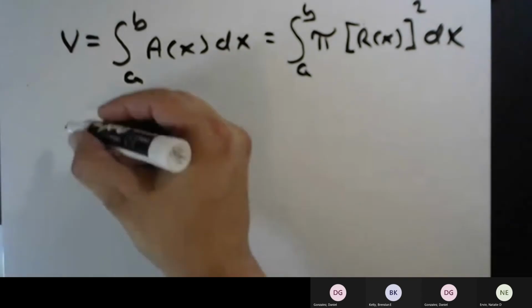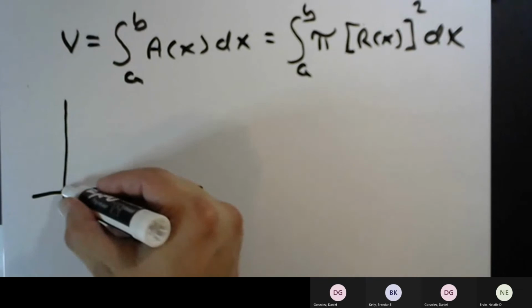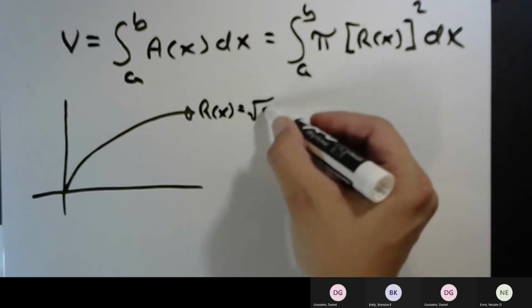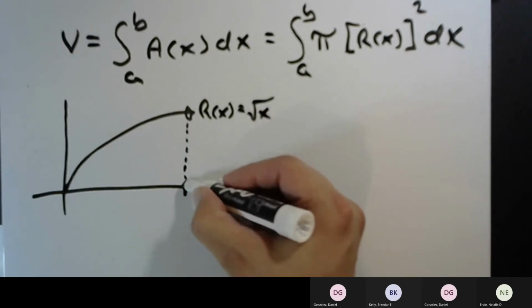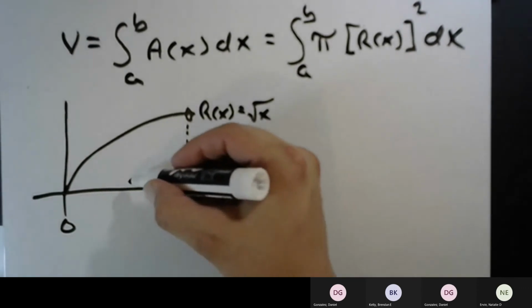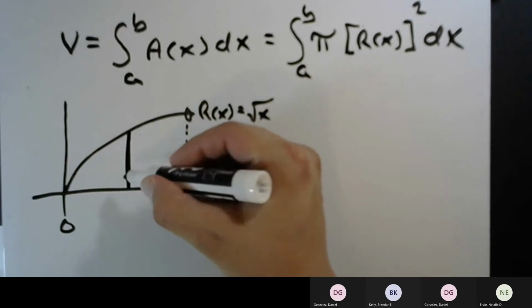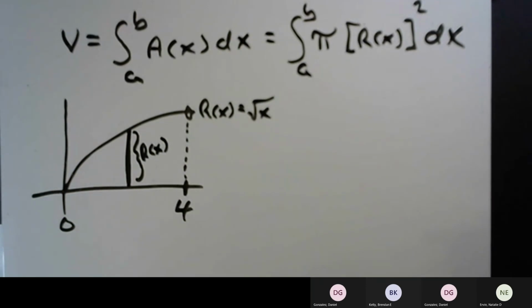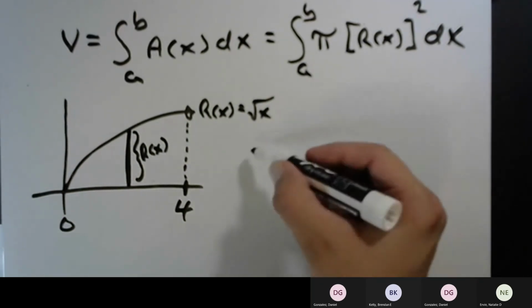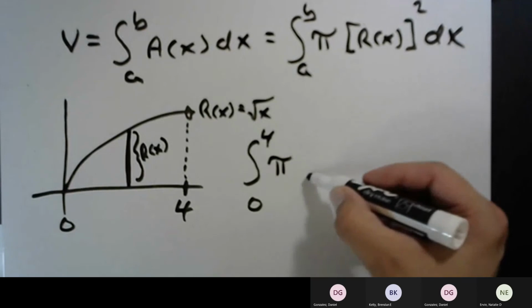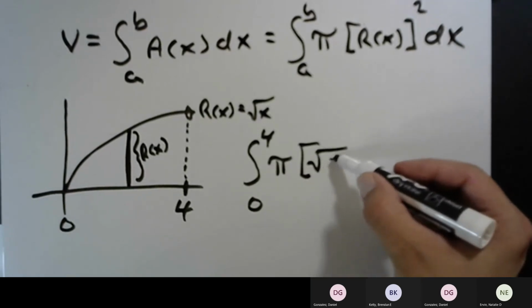So let's go back to our example. Well, here, A is going to be 0, B is going to be 4, and the radius is R of X. So in this case, our integral is going to be 0 to 4 of pi times the radius, square root of x, squared.